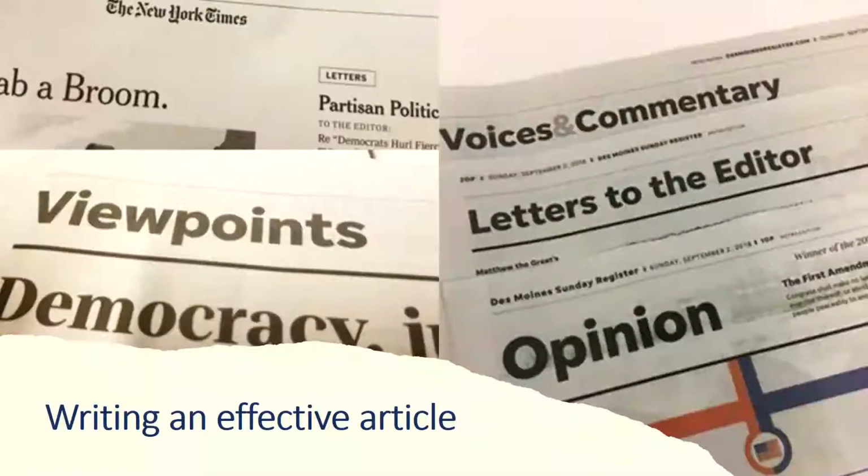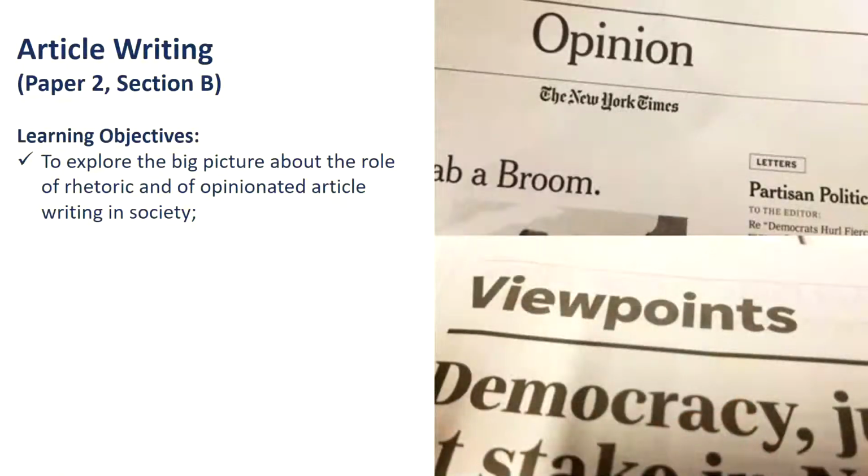Hello, I'm Miss Kilburn Bond, and in this revision video we're going to be looking at writing an effective article. We're going to start to explore the big picture about the role of rhetoric and of opinionated article writing in society. That's to help you see the context of why this type of writing exists, and hopefully that will enable you to think about how you can create the voice of someone who fits into that context, so you can be a convincing journalist.